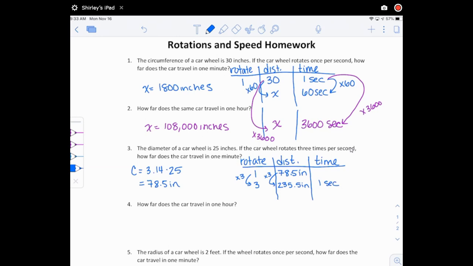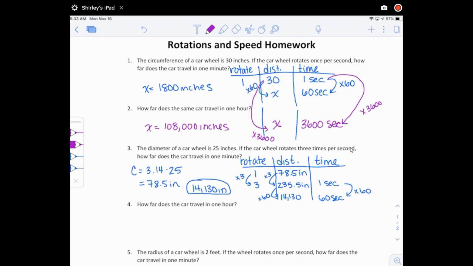How far does it travel in 1 minute? That's 60 seconds. Scale factor here is times 60. Oops, 235.5 times 60, 14,130. So that's my final answer, 14,130 inches.